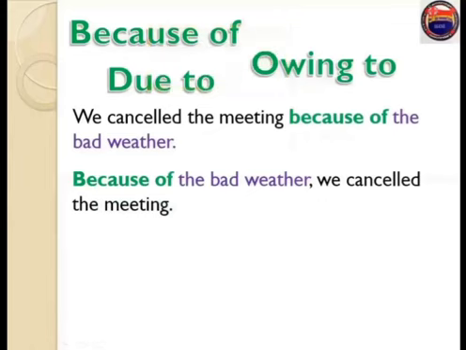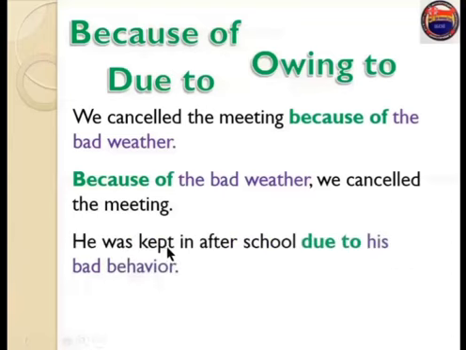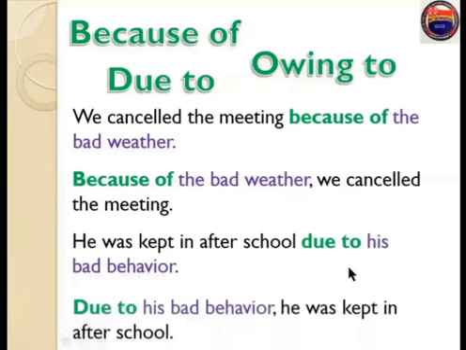So you can also start with because of. He was kept in after school due to his bad behavior. So again, after due to, we use a noun, this is behavior. And you can start your sentence with due to, so you can say, due to his bad behavior, comma, he was kept in after school.